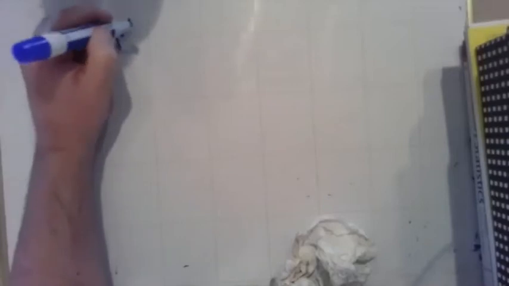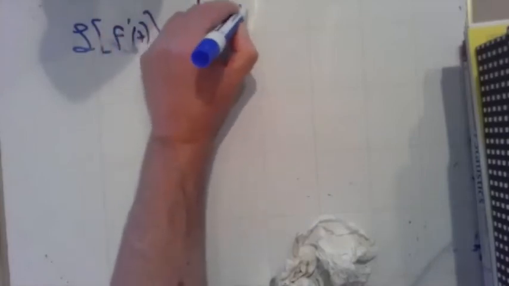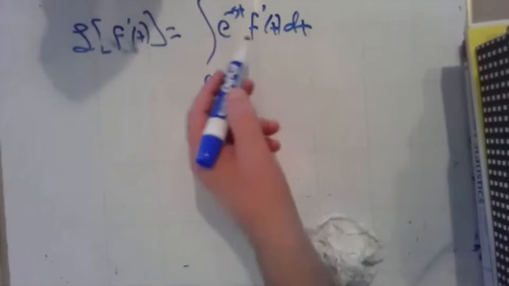And the Laplace transform of derivatives. The Laplace transform of, say, y prime, well, let's stick with f for now. F prime of t is by definition the integral from 0 to infinity of e to the negative st f prime of t dt. That's just begging to be integrated by parts. That's an integration by parts problem.